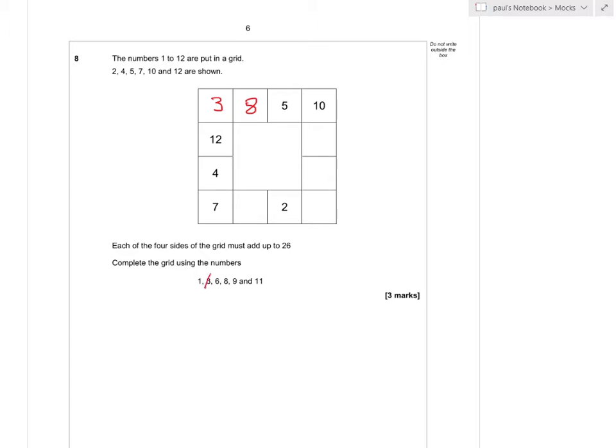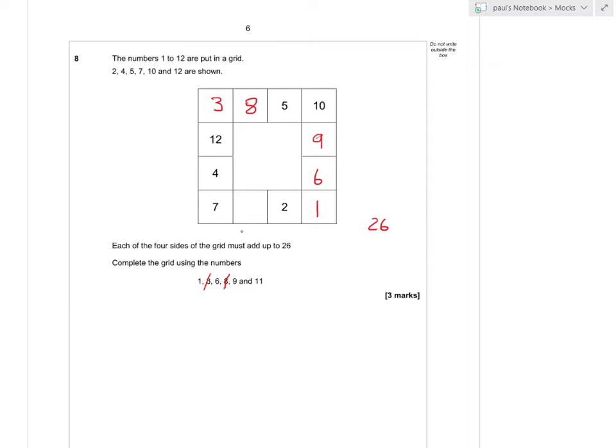So 3 and 8 are gone. Too many gaps now. What about 9 and 11? But gamble, put 9 there. So that's 19. Remember, we're looking for a magic 26. 19, so we need another 7. Oh, we can do 1 and 6.